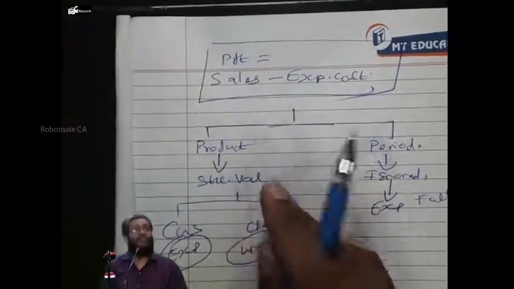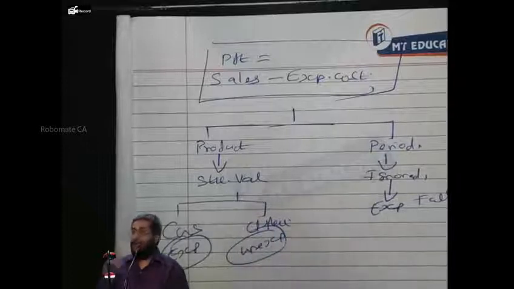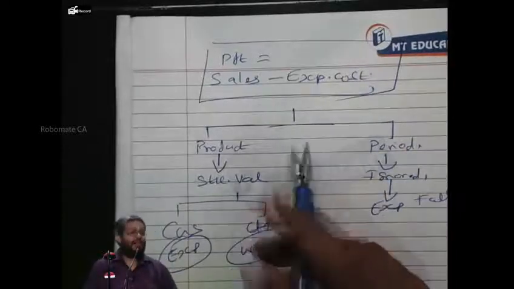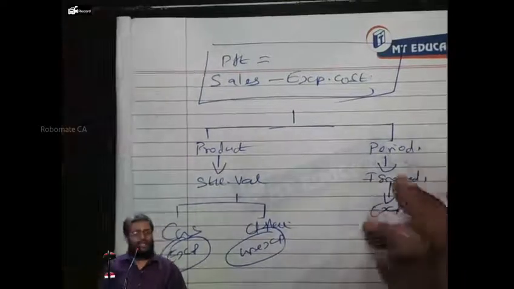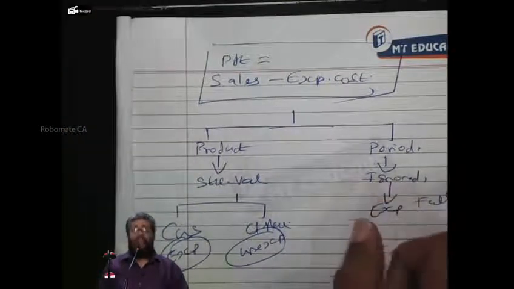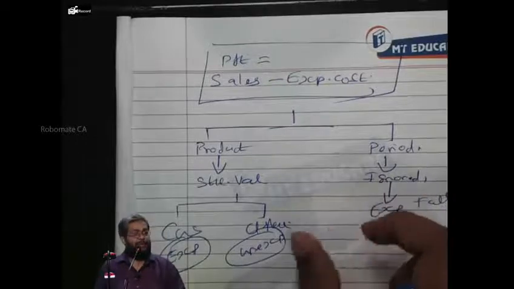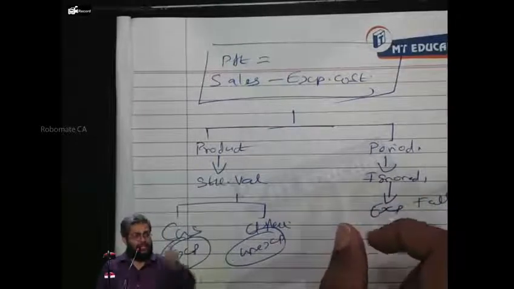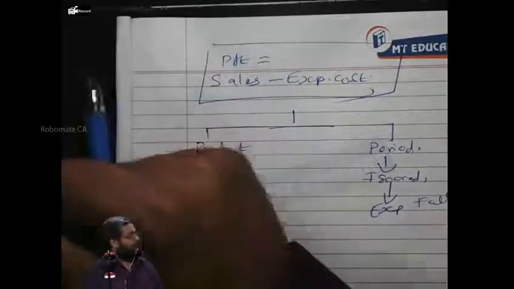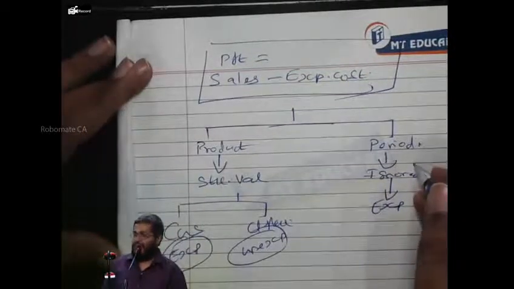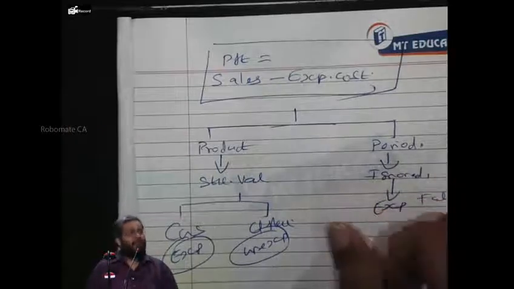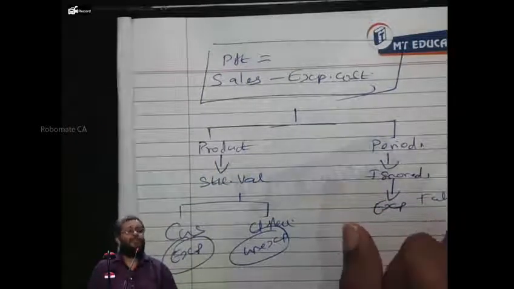So, what is profit? Sales minus expired cost. What cost expires? Period cost expires fully. Administration and selling expenses spent this year will be fully debited in this year's P&L. No part of the administration or selling expense goes to next year. So the period cost, which is non-manufacturing cost, expires fully. Product cost expires only to the extent of goods sold.